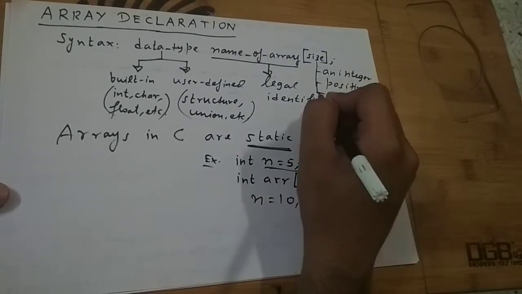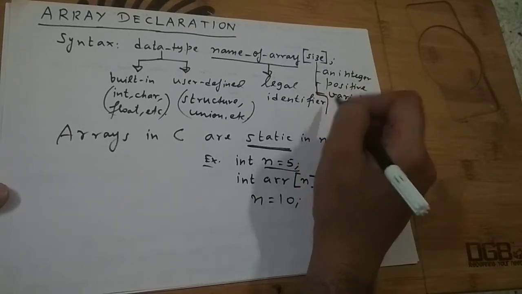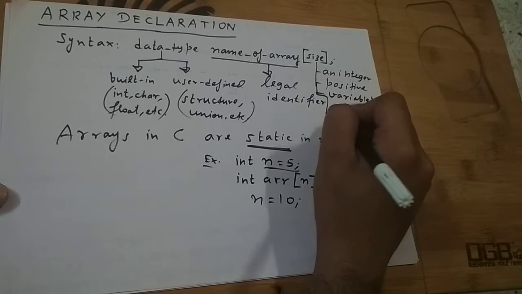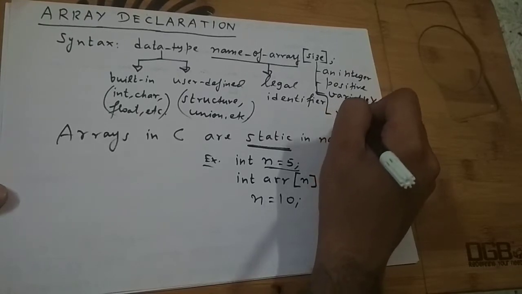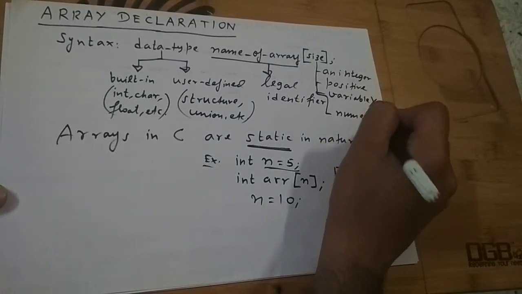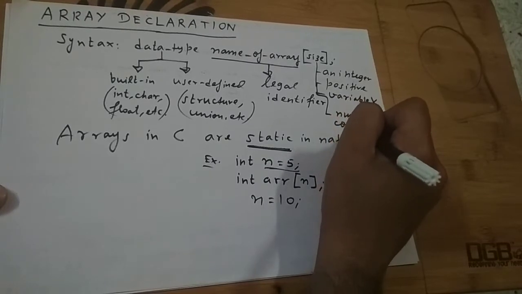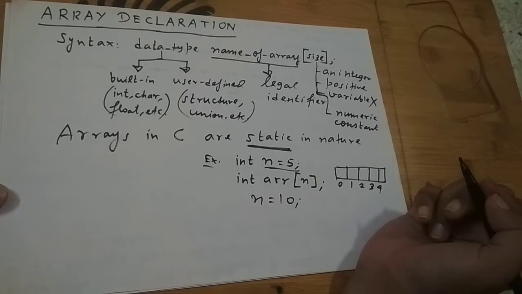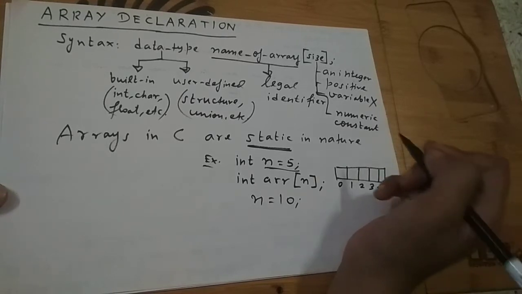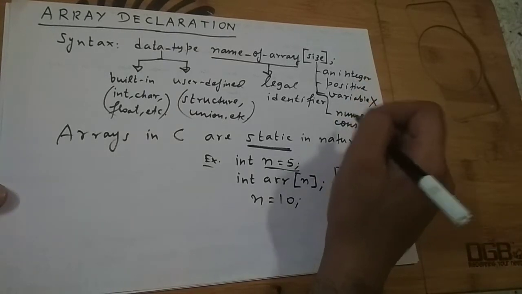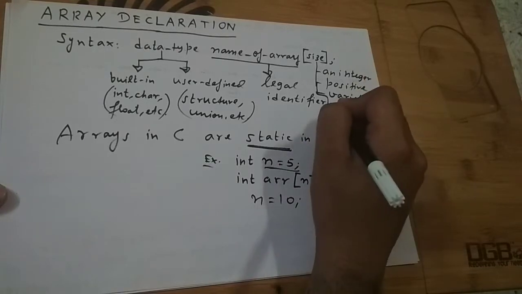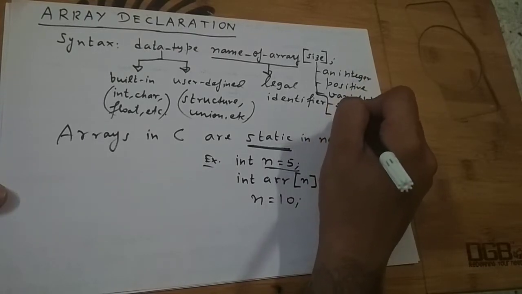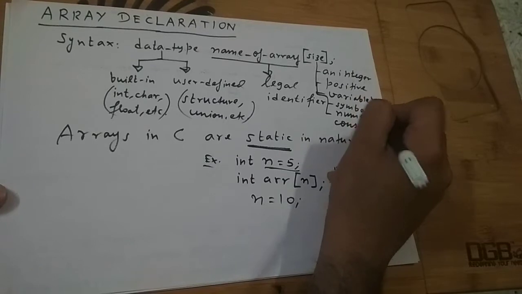So this size will always have to be an integer. It always has to be positive, and it always has to be a numeric constant. What is a numeric constant? Any value like 5, 6, 7, any positive integer it can be, or it can be a symbolic constant.